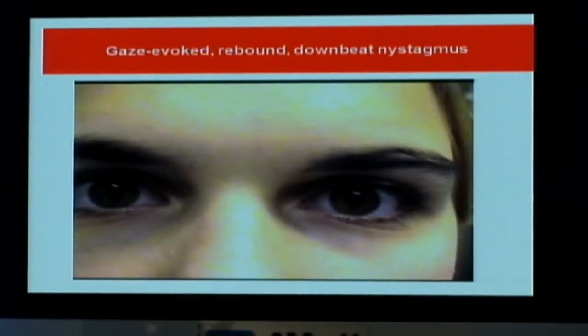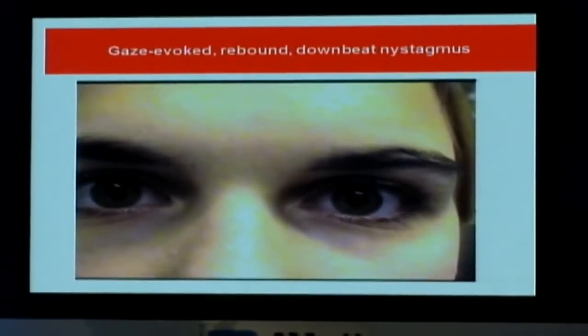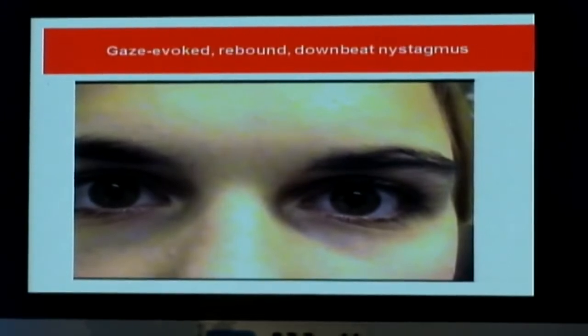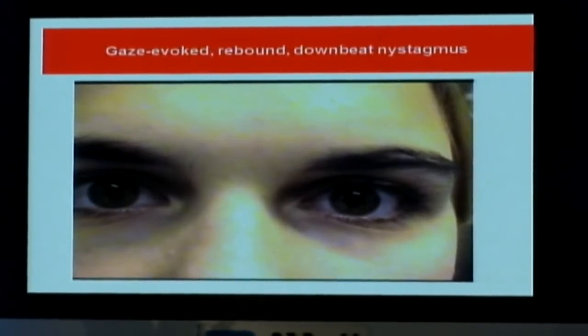Okay. So, the triad: gaze-evoked nystagmus, rebound nystagmus, and downbeat nystagmus. Where's the lesion? Who votes for the brainstem? Okay. Who votes for the cerebellum? Okay. Who votes for functional psychiatric? Very good. You're both right, but 95% of the time this is going to be a cerebellar sign. Very occasionally with a brainstem lesion you might see this combination, but it's basically a cerebellar sign.